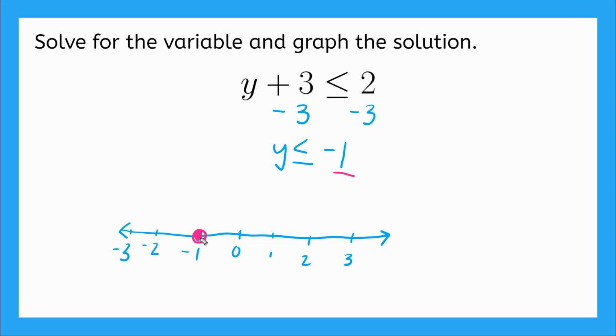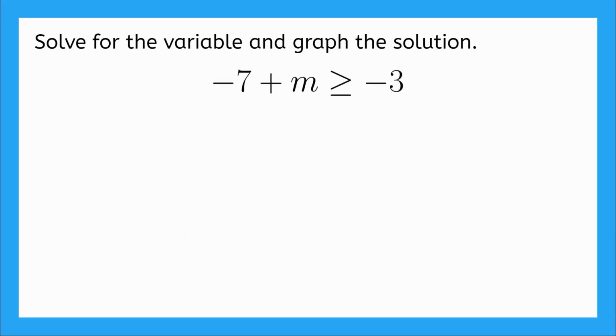Yes. Why do I fill in my circle? Because negative 1 is included in my solution set by this or equal to. Now, what direction do I plot my solution? Well, y is less than or equal to negative 1. So I have to include all of the numbers that are less than negative 1. So it's going to go this way. Perfect. You did it.